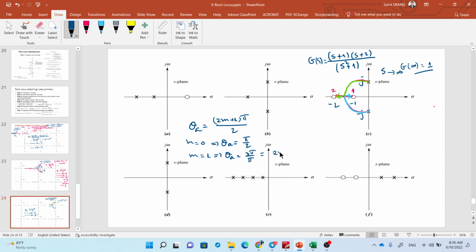Or yeah, we can also use this way. So your asymptote is like this and like this. And so what about the root locus? Yeah, it's just like this. Go to zero like this. Zero in infinity like this, and then like this. That's it.